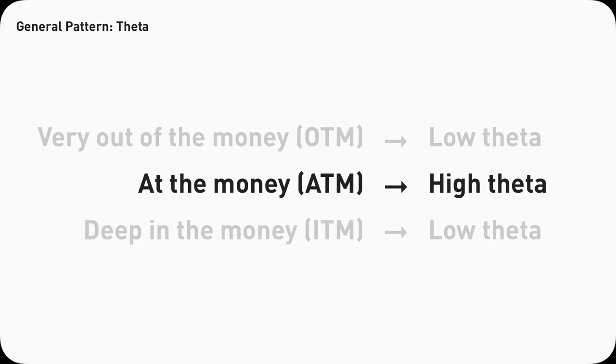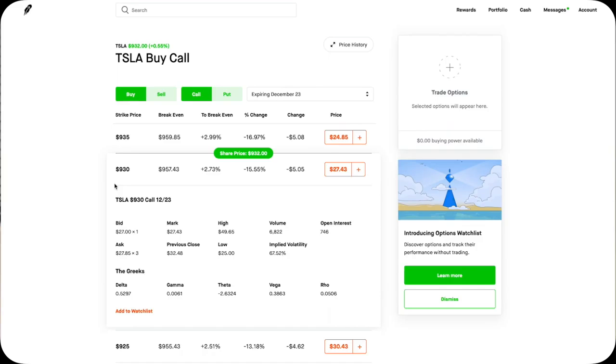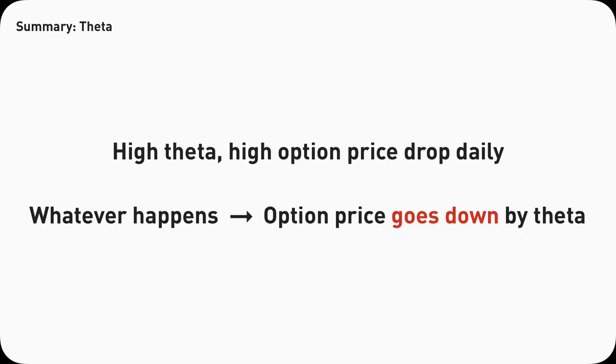Theta will be at its highest for at the money options. In this case, the at the money option will be the 930 Tesla call, and it has a theta of negative 2.6324, meaning every day this 930 call will lose about $263. In conclusion, high theta just means more money the option value will lose every day.